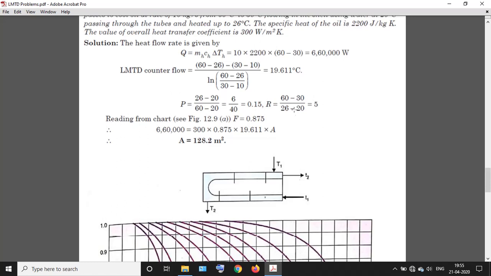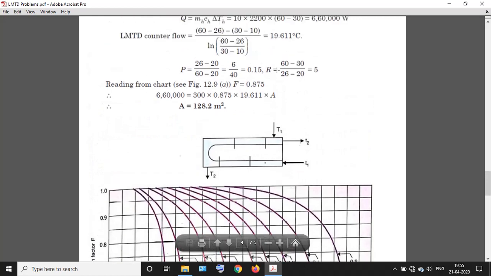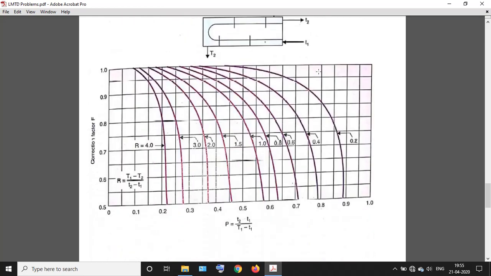Now we go to the chart corresponding to P equal to 0.15 and R equal to 5. P is on the x-axis, so 0.15 will be this line. But if we check the R values, they are only given till 4. There is no curve given for R equal to 5. So you need to approximate, based on the trend being followed, you have to estimate that there is a curve here for R equal to 5, which is a generic approximation.